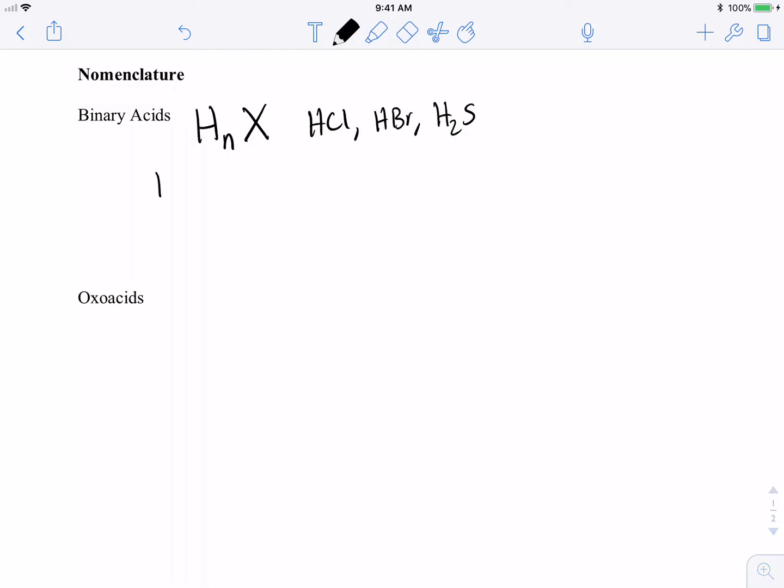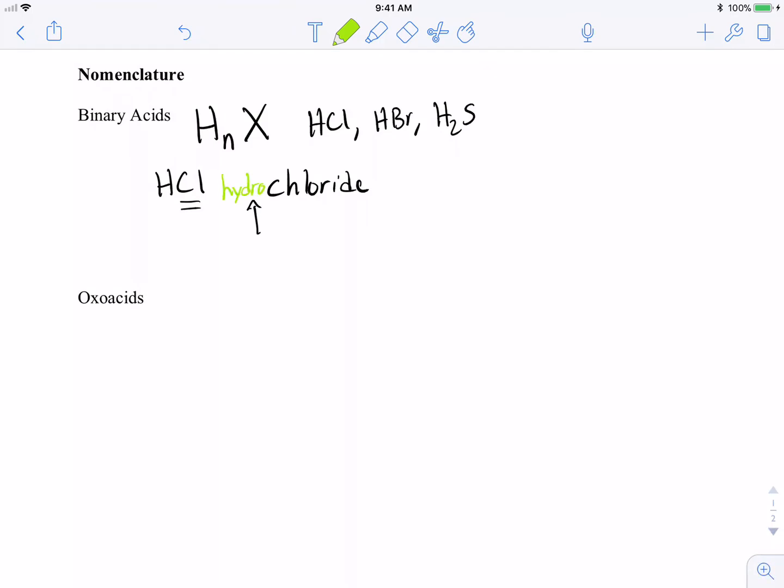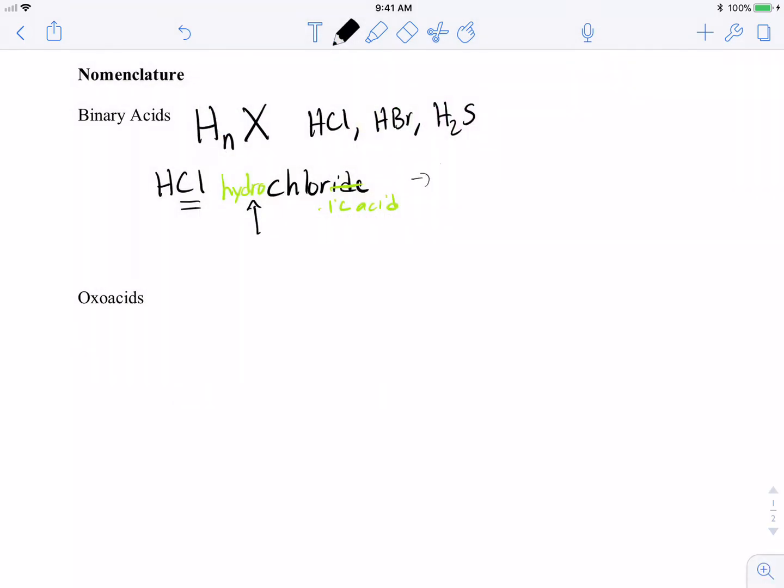So what we're going to do is take our molecular name, right? And we're going to take the anion, so the chloride ion. We're going to take that chloride ion, and we're going to add hydro in front, get rid of this "ide" ending, and add "ic" acid. So then this becomes hydrochloric acid.